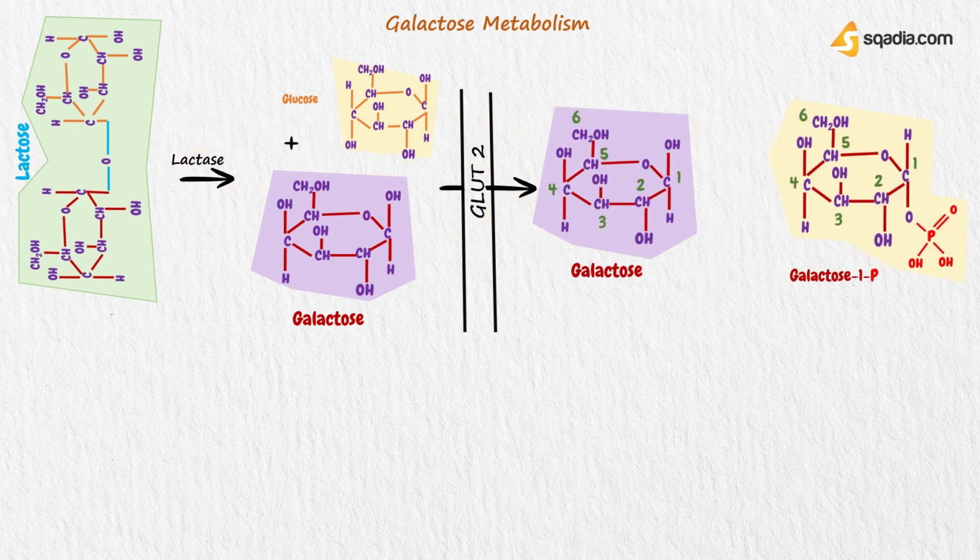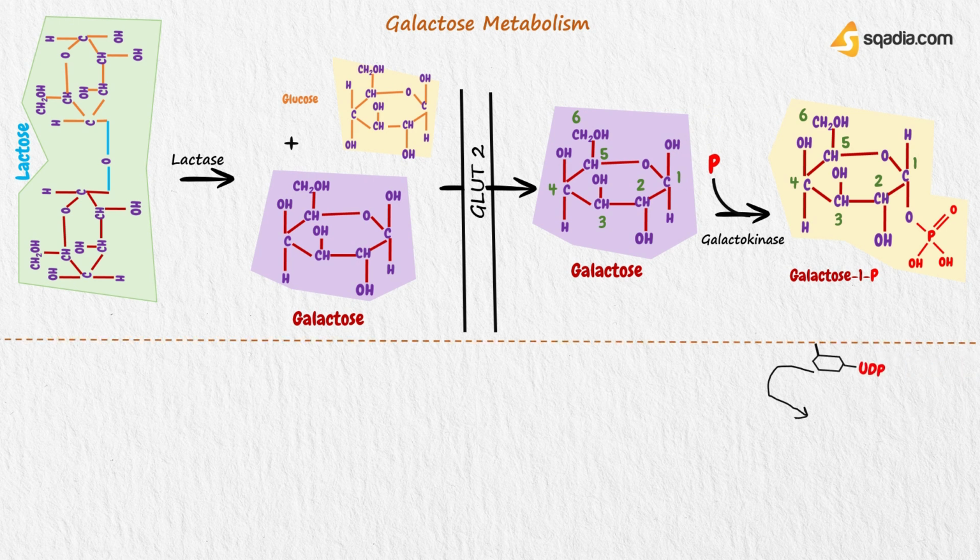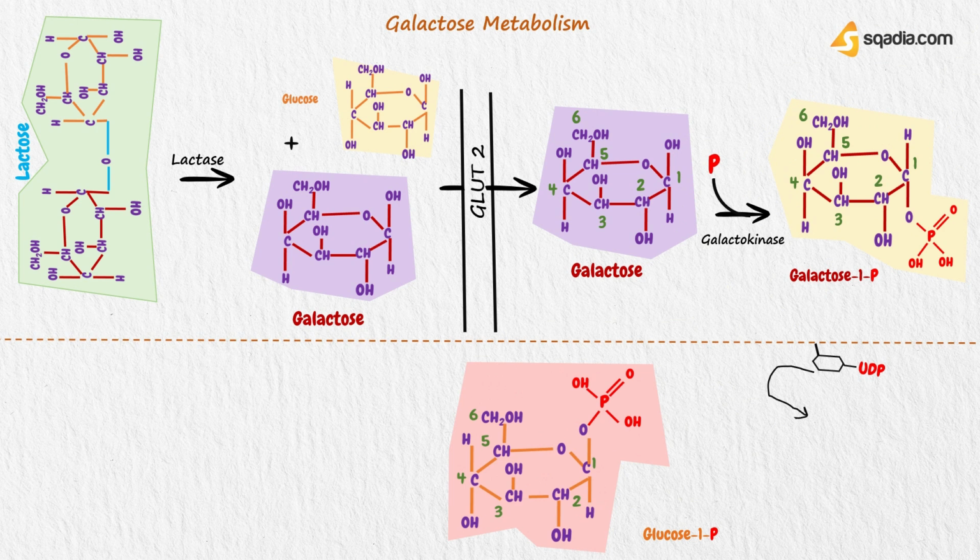Galactose is converted to galactose 1-phosphate by galactokinase through phosphorylation. Now galactose 1-phosphate reacts with UDP glucose, forming glucose 1-phosphate and UDP galactose. This is catalyzed by galactose 1-phosphate uridyl transferase.